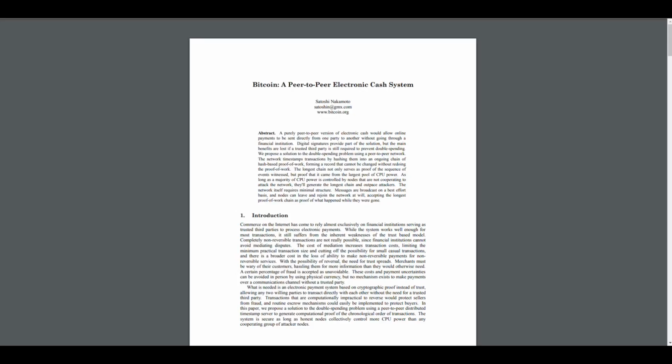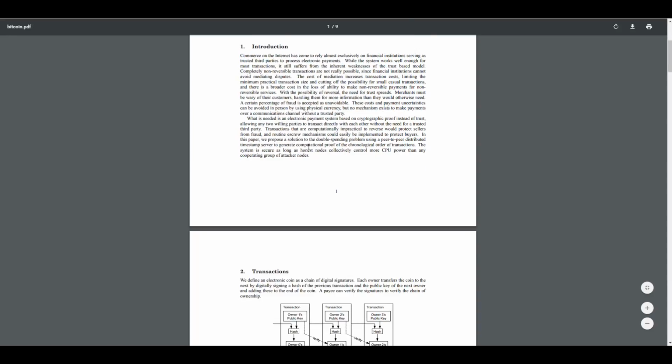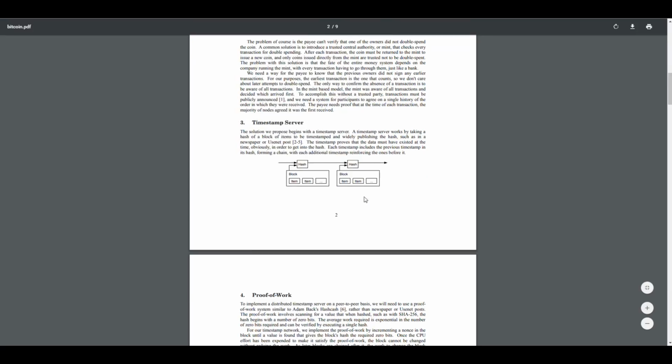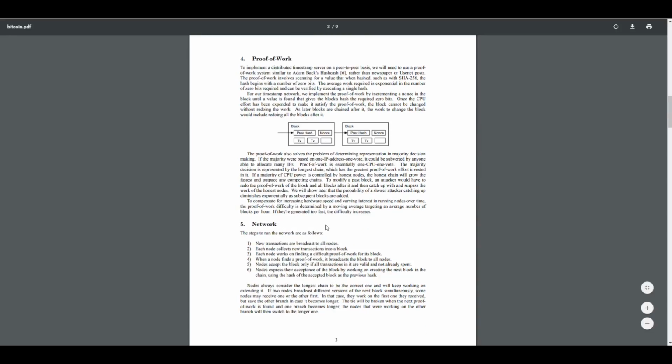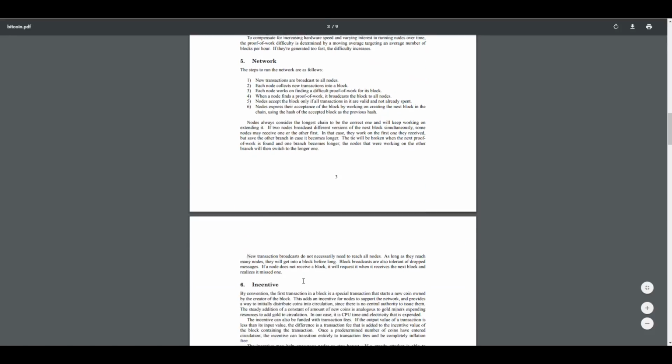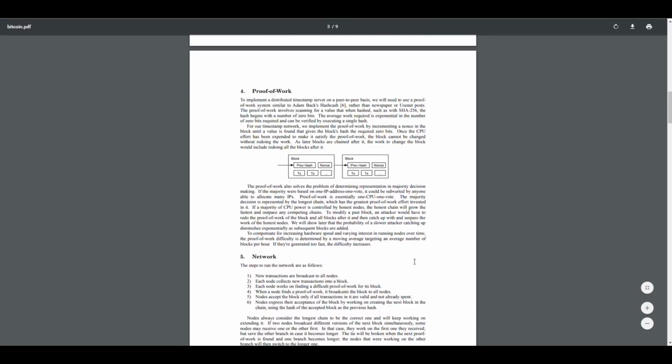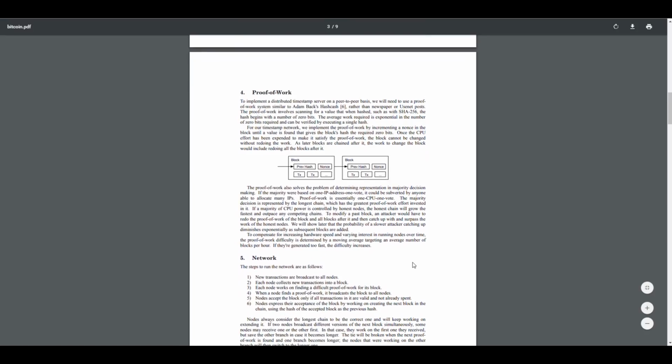Boom. The white paper series, part 2. We covered in the first one, if you haven't seen it, go back, watch it, the abstract, introduction, transactions, and timestamp server. So now we are left with sections 4 through 6, which are going to cover proof of work, network, and incentive. And this is pretty much like the meat and guts of what Bitcoin is, right?